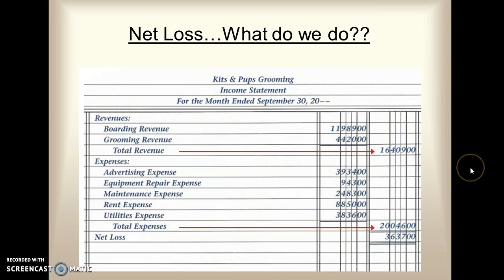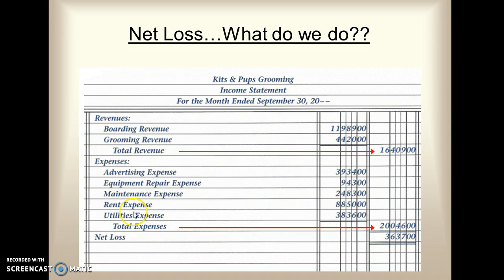Now, if we had a net loss, this is what we would do. Once again, same thing, name of the company, statement, when it's for. In this case, we have more than one revenue, so those amounts are listed in column 1. We have the 2 revenue amounts, single underline, total put on the right-hand side. Don't forget the colon, don't forget to indent.